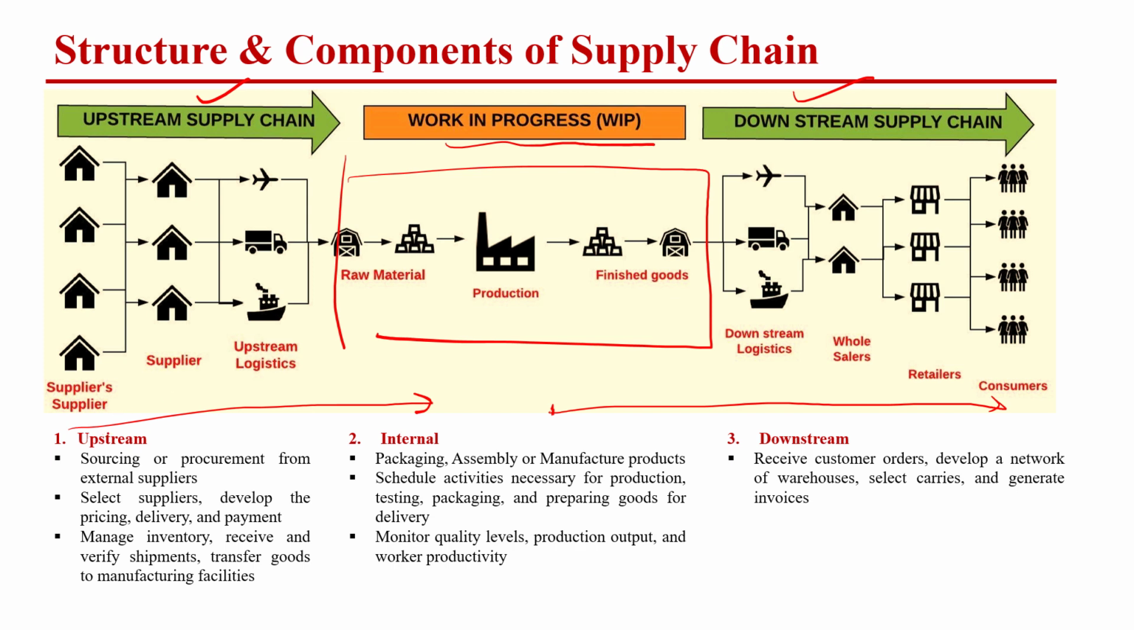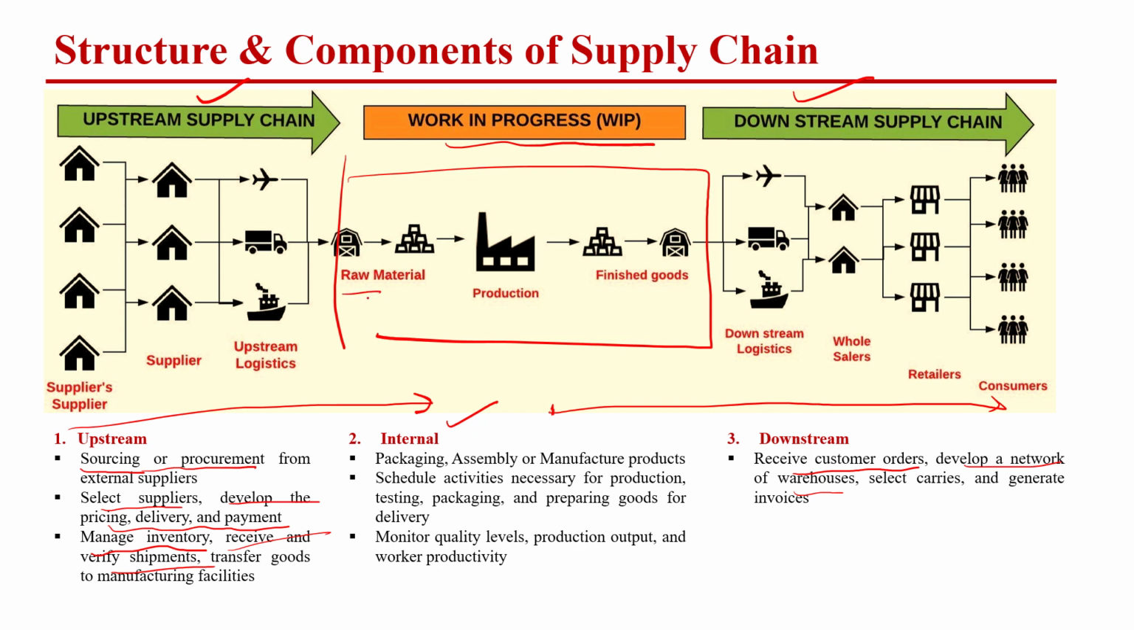In the upstream supply chain, we have different types of challenges and decisions to take. We have to take decisions regarding sourcing, or procurement, which means selecting the external suppliers, or developing the pricing, delivery and payment terms. Similarly, we are managing the raw material, receiving and shipment schedules, and so on. Whereas in the downstream supply chain, we are talking about receiving the customer order, developing the network of warehouses, and so on.